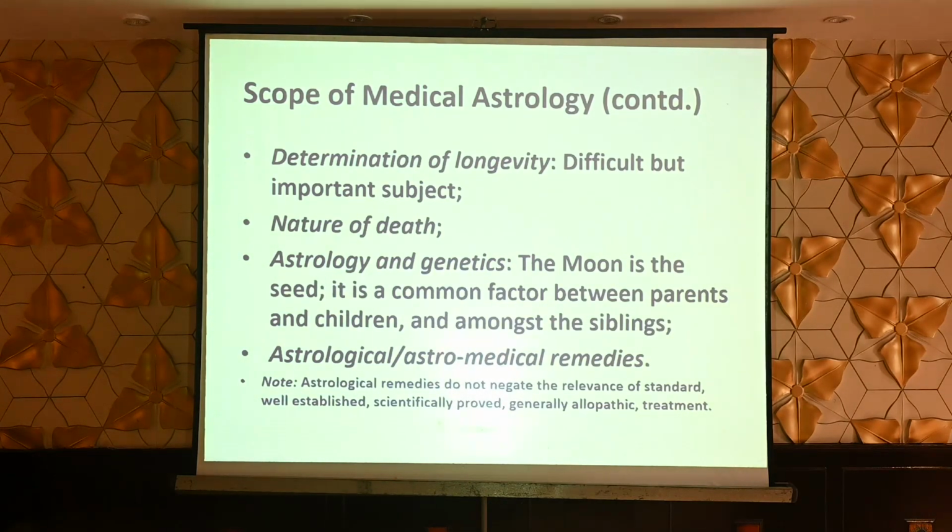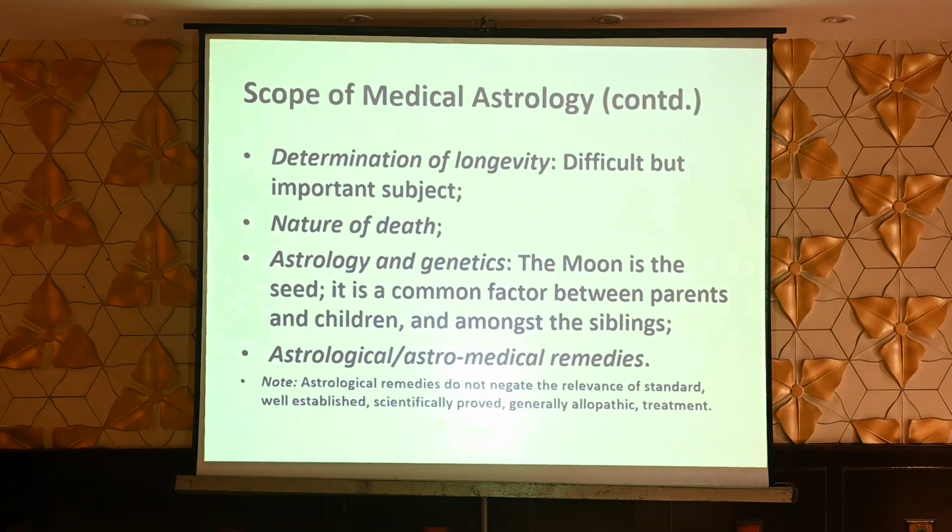And of course, the astrological and astromedical remedies. Astrological remedies are important. They must be effective also. I'm not very sure about it. But since we follow the dictates of the rishis, and the rishis have given us certain astrological remedies, if the rest of astrology is correct, then the remedies prescribed by them must also be correct. But this is an area which needs to be studied, and I think if it is found effective, it is very good to utilize it because it doesn't hurt anybody.